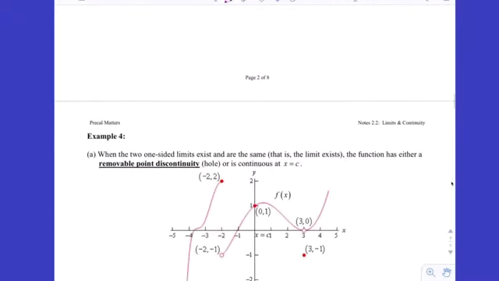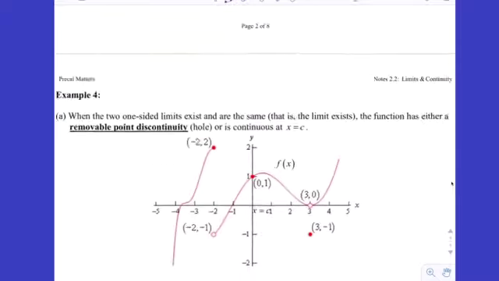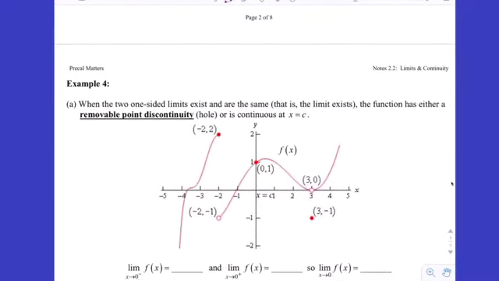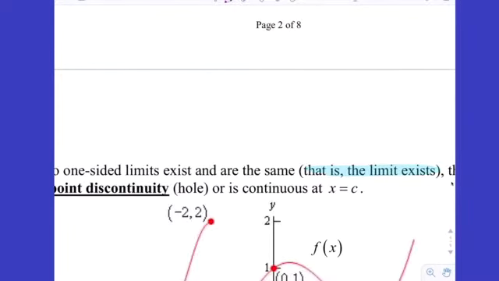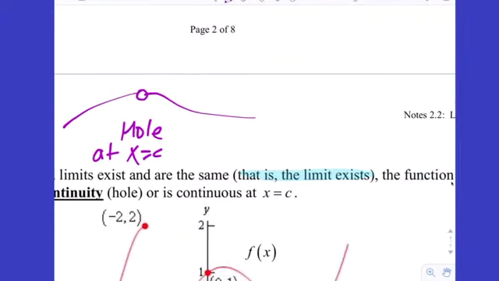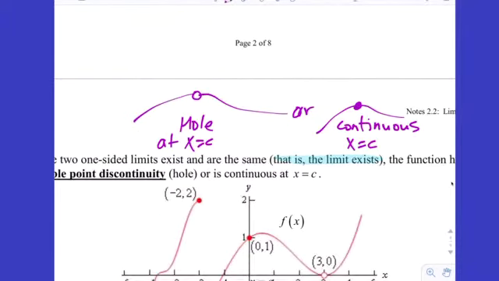Okay, let's go ahead and look at example 4. This is kind of reinforcing now what we just did. When the two one-sided limits exist and are the same, and again what that means is the general limit exists, the function has either a removable point discontinuity at that x value or it's continuous, okay? When the general limit exists, it's going to have either a hole at x equals c, or it's going to look like this. The function would then also be continuous, or possibly. Those are the only two times the general limit will exist at a particular x value.